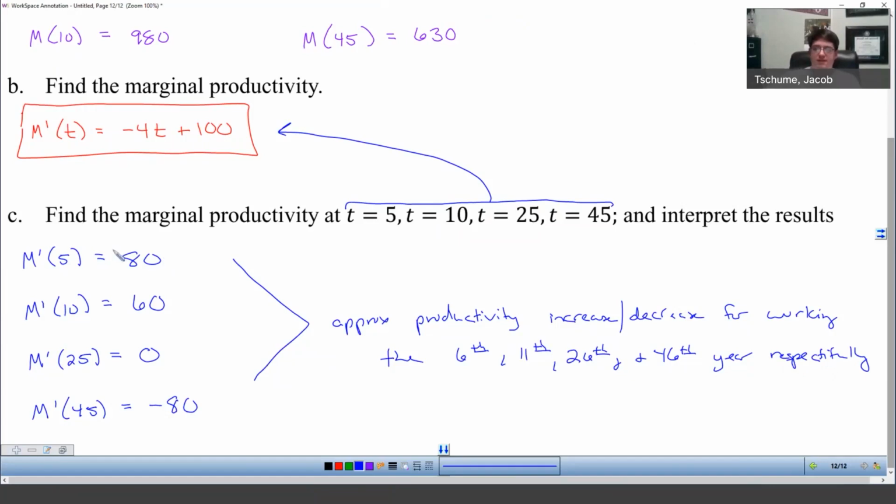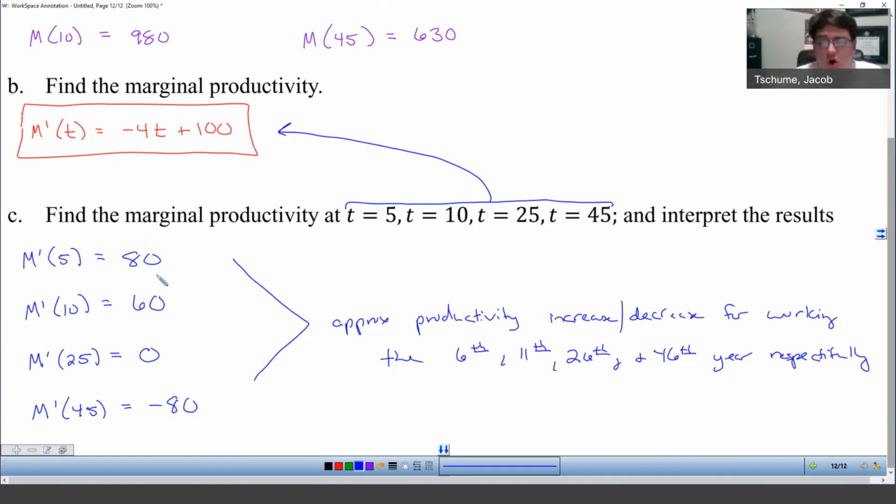So according to the productivity level, going from your 5th to the 6th year, you should have a productivity increase of 80. From the 10th to the 11th, you would have a productivity increase of 60. When you go from your 25th to your 26th year, you're not going to have a productivity increase at all, probably because you're nearing retirement age.